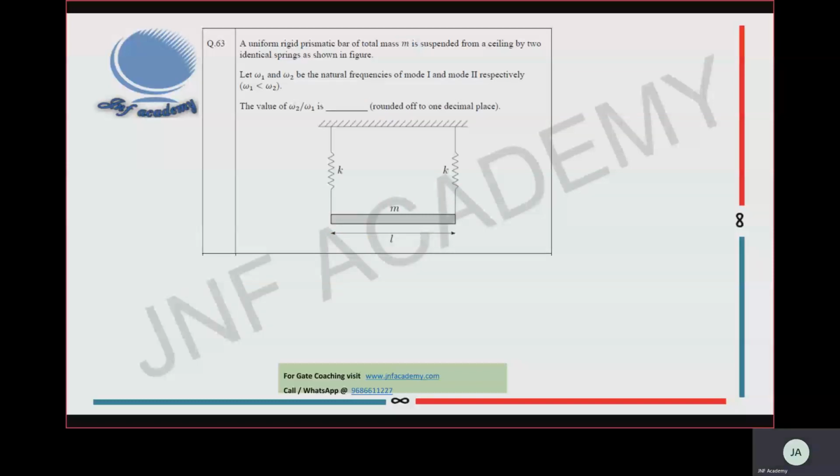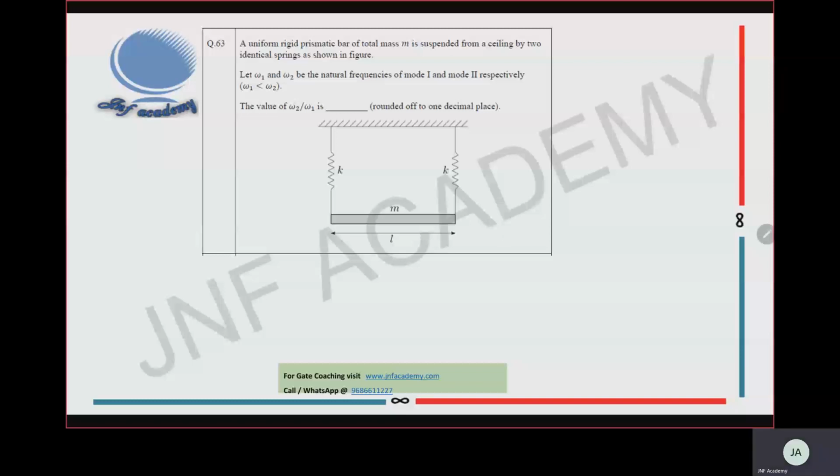The uniform prismatic bar of total mass m is suspended from a ceiling by 2 identical springs as shown in the figure. Let omega 1 and omega 2 be the natural frequencies of mode 1 and mode 2 respectively. Here omega 1 is less than omega 2. The value of omega 2 by omega 1 is how much? So we have a rigid prismatic bar suspended from the ceiling.